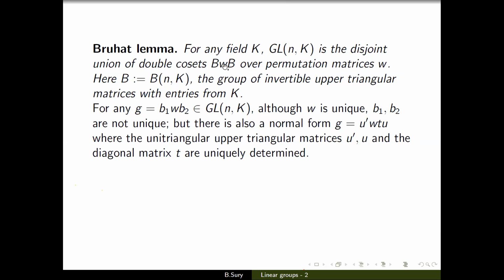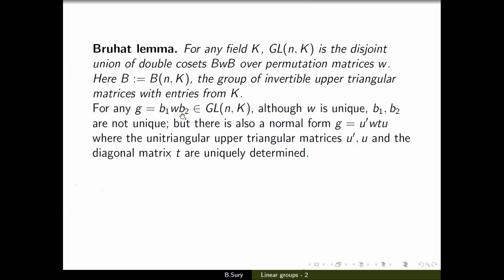B1 and B2 may not be uniquely determined. For any G, B1, W, B2, as I said, we are saying it is a disjoint union. That means W is uniquely determined. BWB and BW'B do not intersect, and W is not equal to W'.